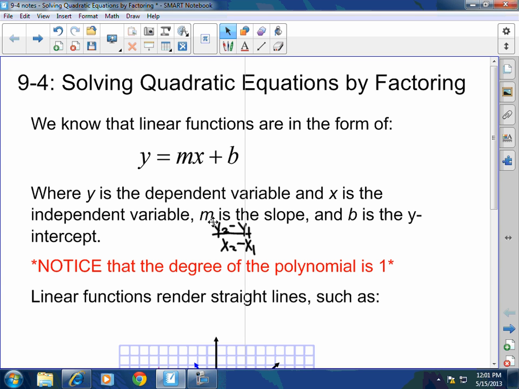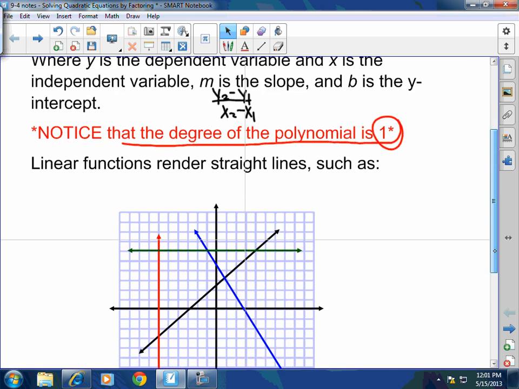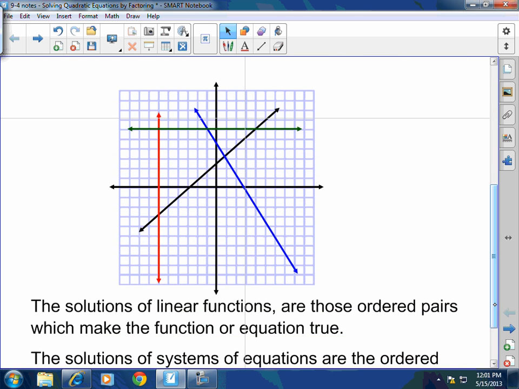Good job. Notice also, what is the exponent of x here? 1. It's invisible. It's 1. So please notice that the degree of the polynomial is 1. That means that when the degree is 1, it is a linear function. Linear functions render straight lines, such as the 4 lines that I have here.